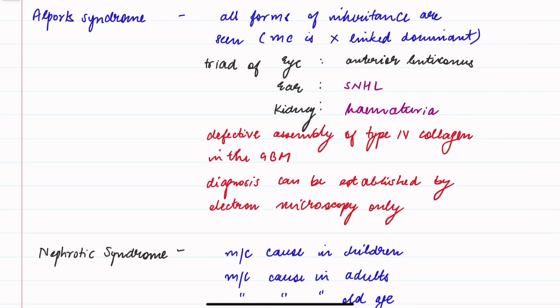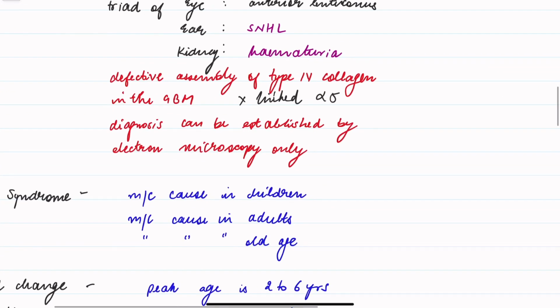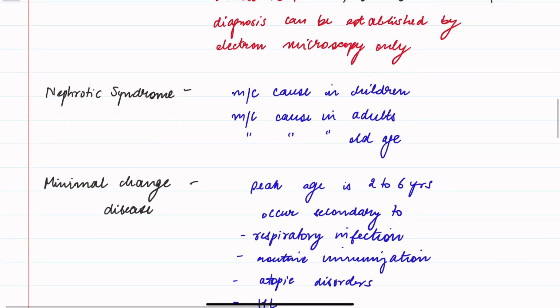In X-linked form, you will see mutation in alpha 5 chain of type 4 collagen. Okay, and in autosomal form you will see mutation in alpha 3 or alpha 4 chain of type 4 collagen. Diagnosis can be established by electron microscopy only.